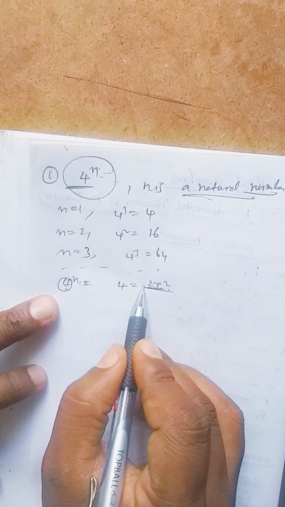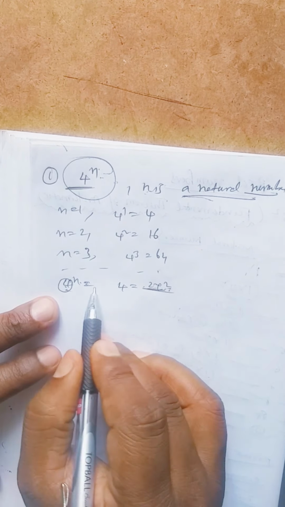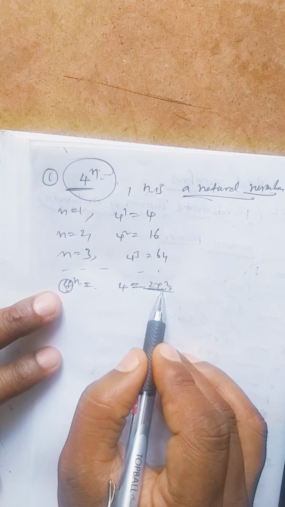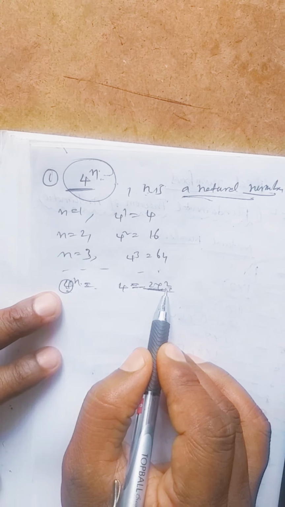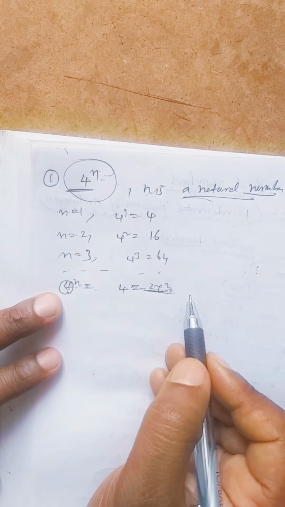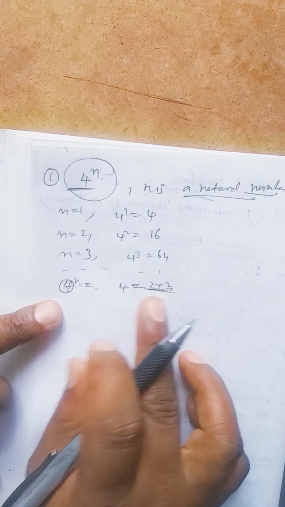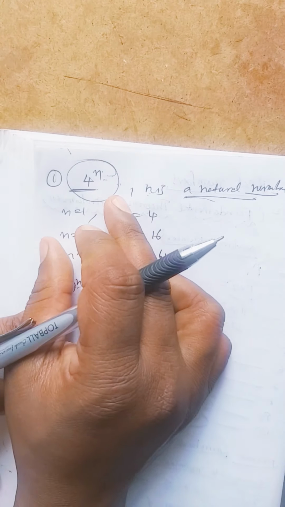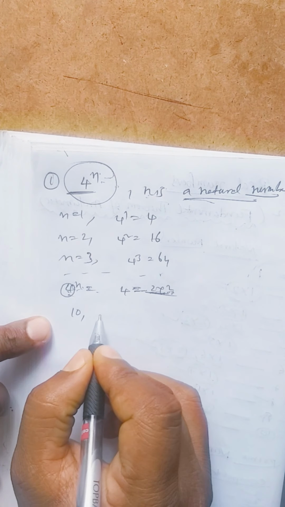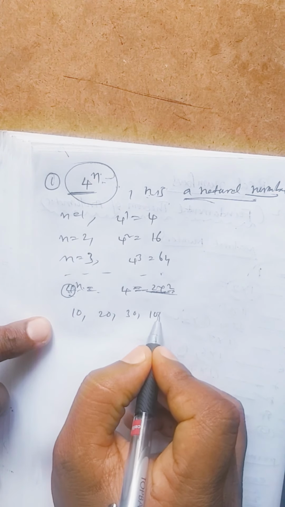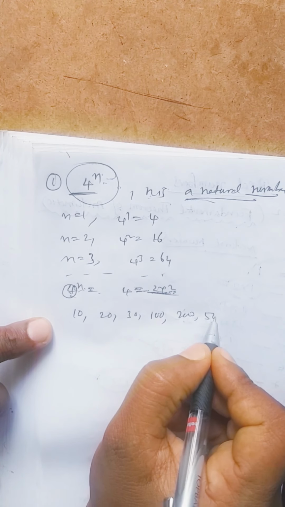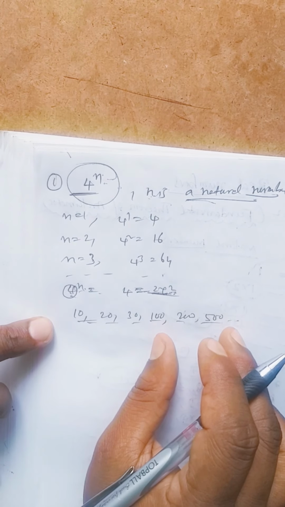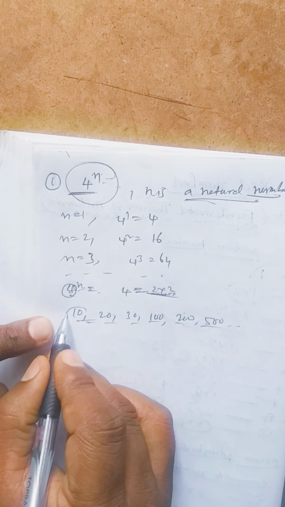So 4 has factors only 2 and 2. There are no other factors, because from the fundamental theorem of arithmetic we know that this factorization is unique. No other number can get 2 and 2; only 4 can. We understood that it has only factors 2 and 2. Now, if any number ends with 0, like 10, 20, 30, 100, 200, 500, these are all numbers that end with 0, so we can say that every such number is a multiple of 10.